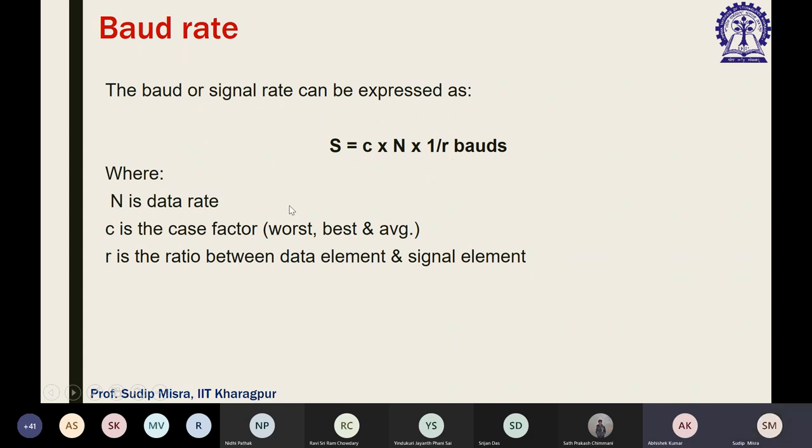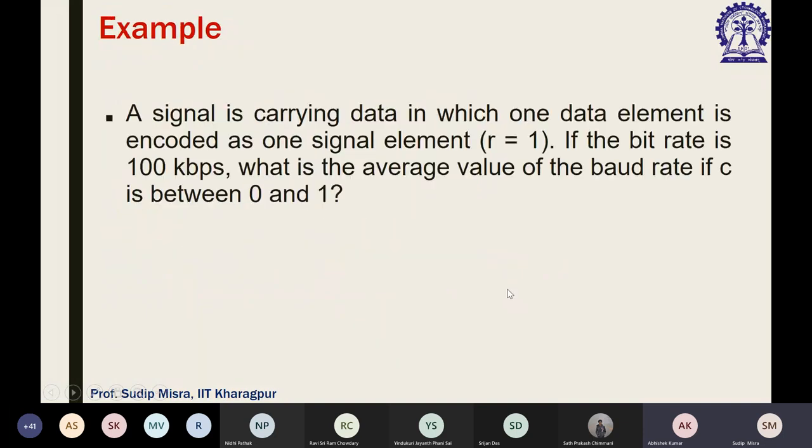What is C? C is called the case factor: the worst case, the best case, the average case. Mostly we will be doing an average case scenario, in which the case factor is typically 1 by 2 on an average. So on an average means a 1 by 2 case factor. The data rate is N. So N over here is the data rate, and R, as I said, is the ratio between the data element and the signal element.